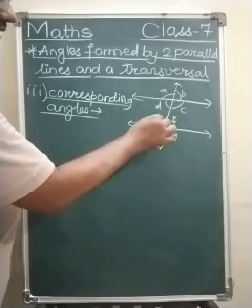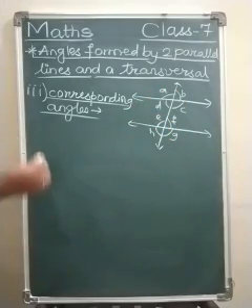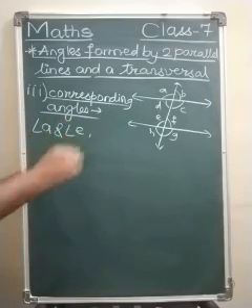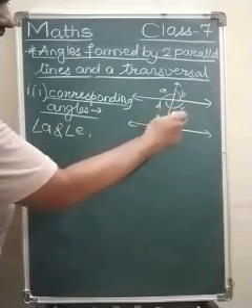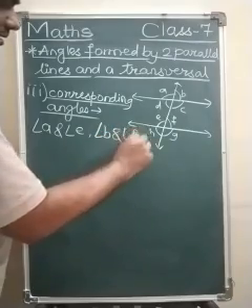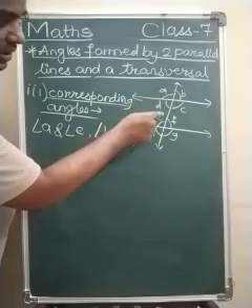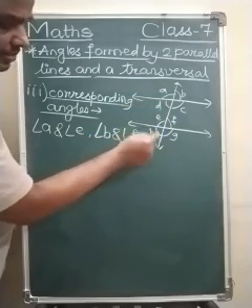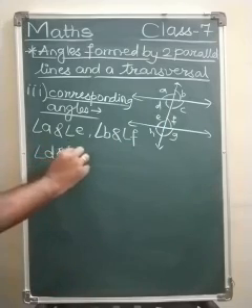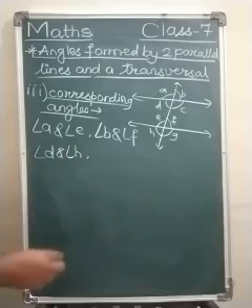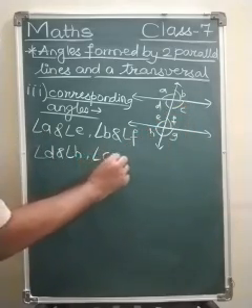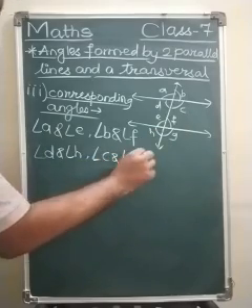So A and E, they are corresponding angles. Angle A and angle E. In the same way, angle B and angle F. In the same way, below the line, here D is there, below the line H is there. So angle D and angle H. Here angle C and angle G.